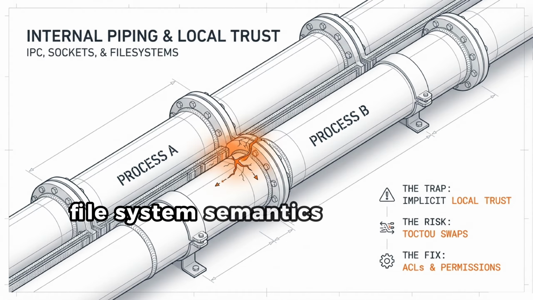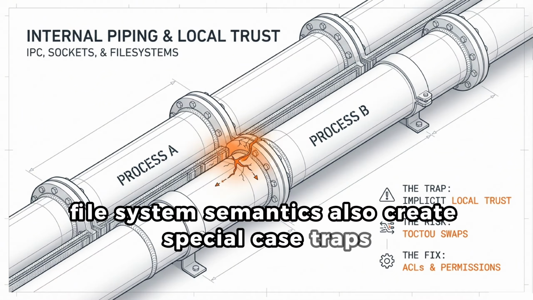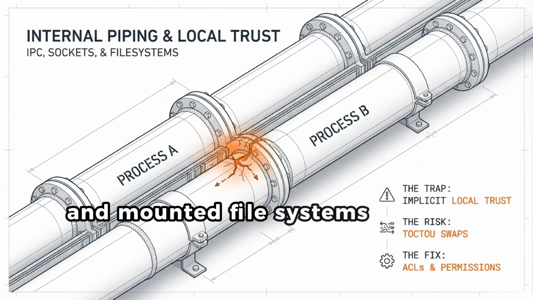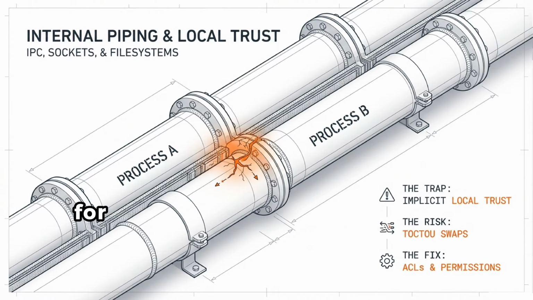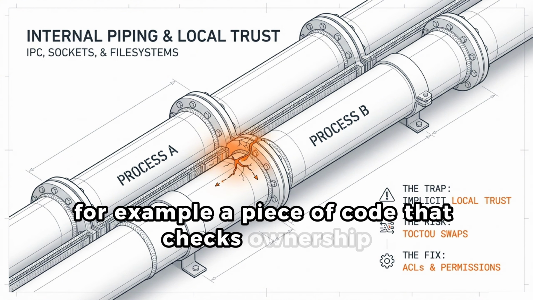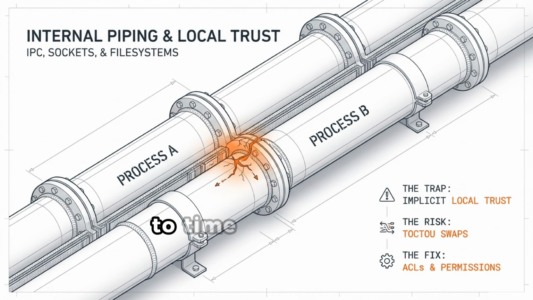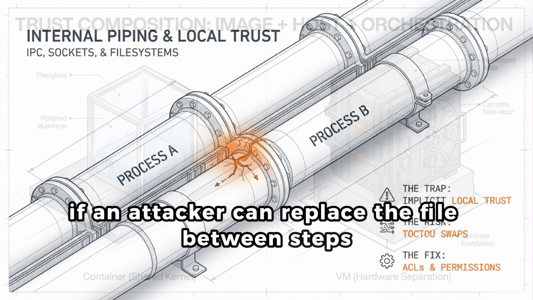File system semantics also create special case traps. Symbolic links, race conditions, and mounted file systems change the contract. For example, a piece of code that checks ownership and then writes a file may be susceptible to a time of check to time of use swap if an attacker can replace the file between steps.